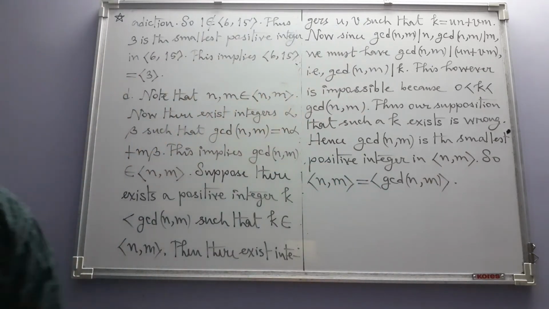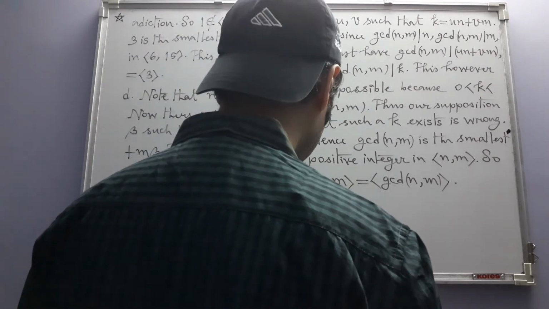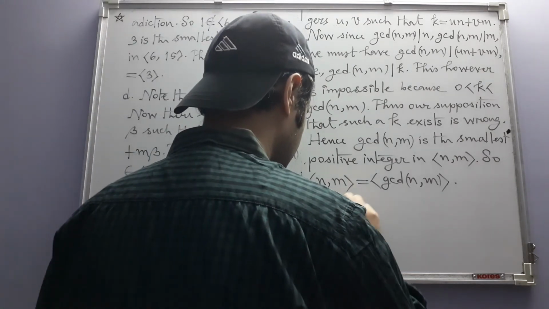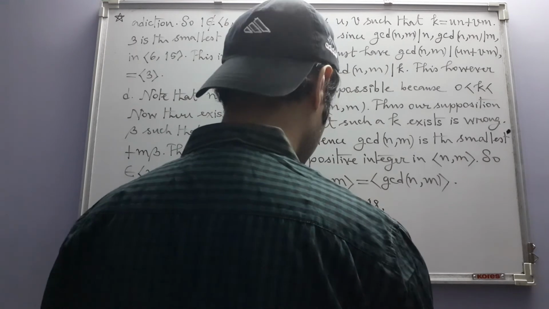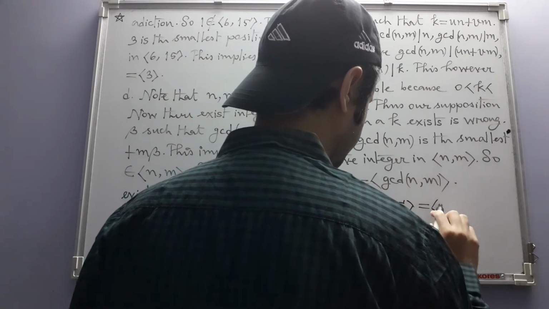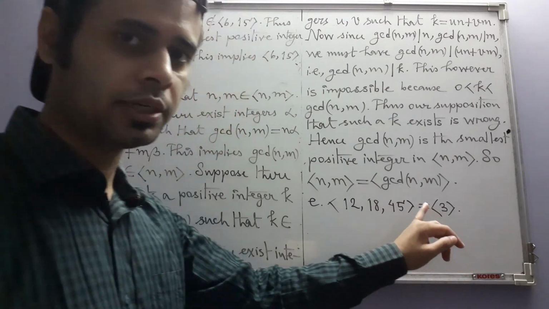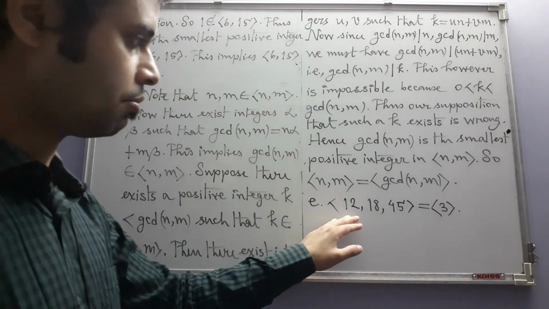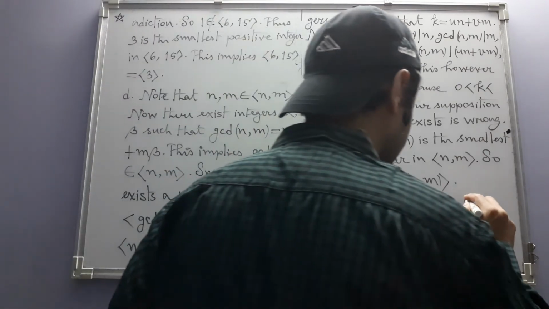Okay, and finally we have this also, part E. Part E, I will just simply mention, you try to supply the details. Here, instead of 2 integers, we have 3 integers. And here also, this subgroup equals the cyclic subgroup generated by 3, where 3 is the GCD of 12, 18 and 45. Now, why this is equal to 3, you try to prove that. I will leave it to you.